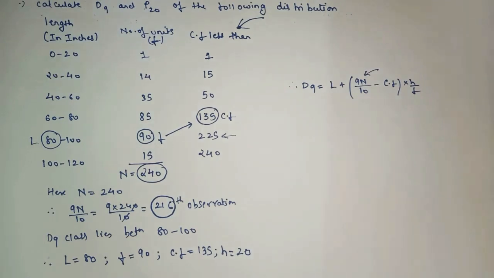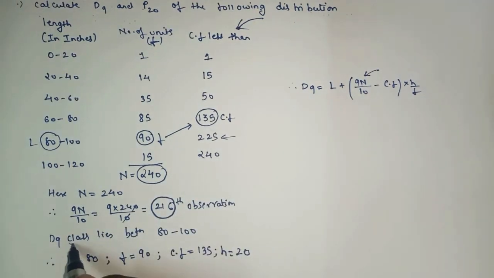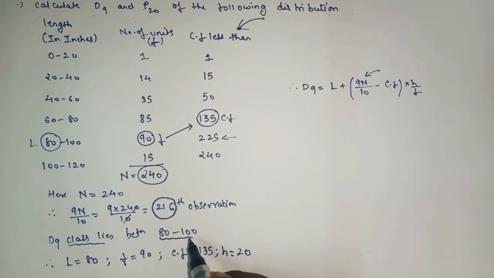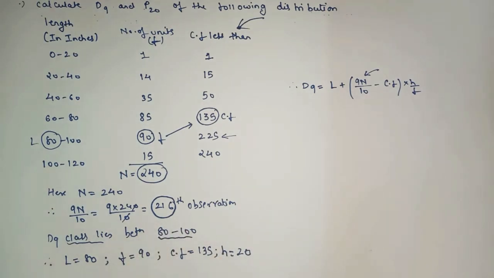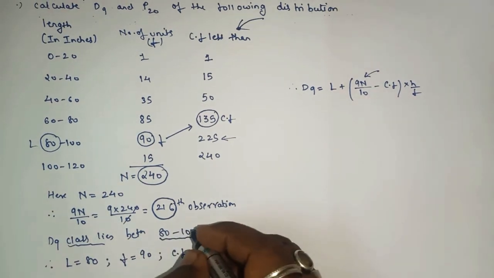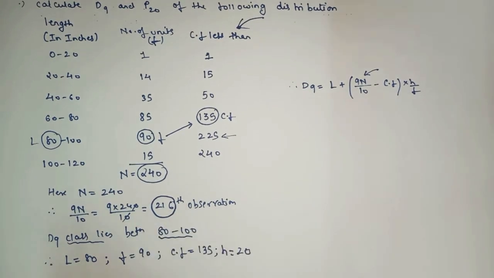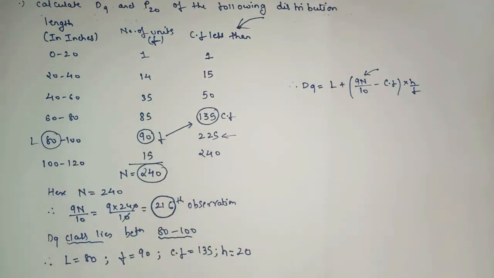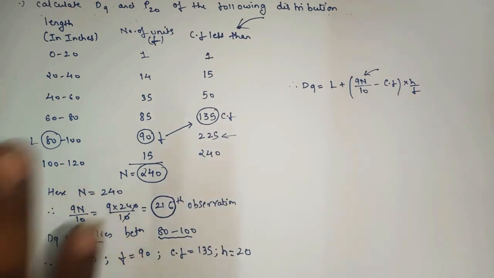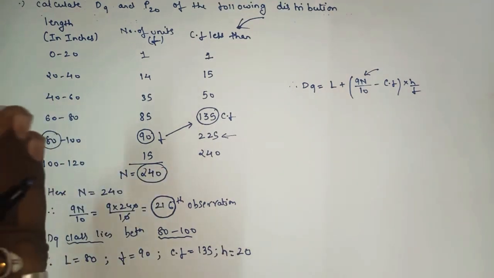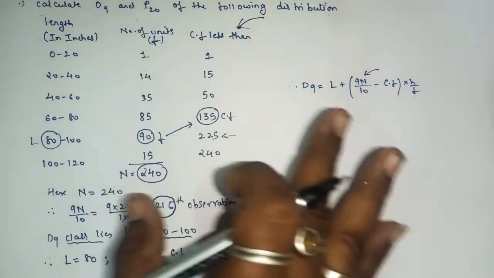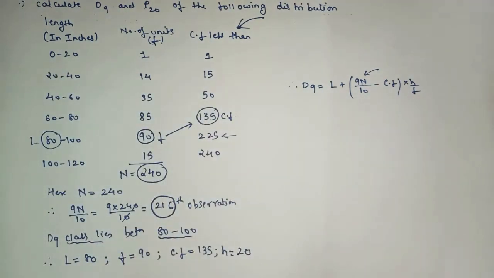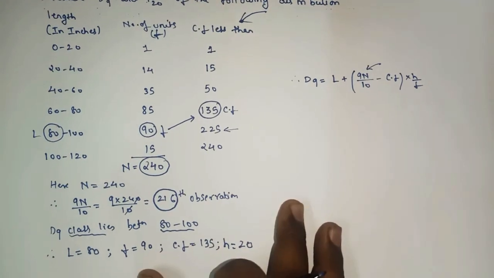And here also we can verify whether the final answer will be correct or incorrect. It is very simple. Just check where the D9 class lies. It lies between 80 to 100. So the final answer of D9 should be between 80 to 100. If you are getting more than 100 or less than 80, straight away you have to think that your answer is incorrect and you have made a calculation mistake somewhere, as the D9 class lies between 80 to 100.